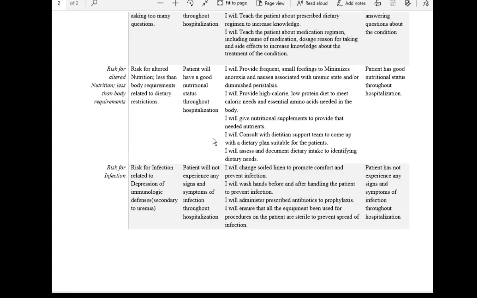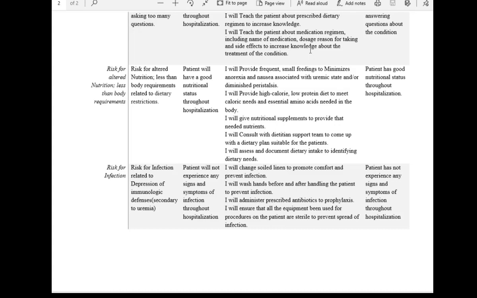You can also add another point, which is I will use reverse barrier nursing. This is a protective measure where you protect the vulnerable patient from acquiring infection. So this is where you isolate the patient, for instance, so that the patient will not acquire infection, not that the patient is the source of infection. So you can employ reverse barrier nursing to prevent infecting the patient as another intervention.